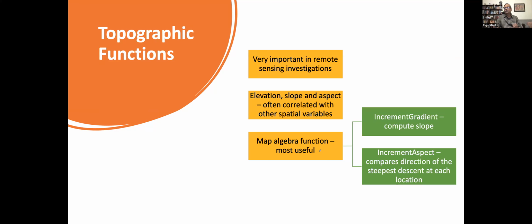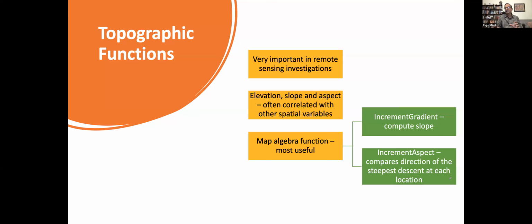Then you can also perform a map algebra function. You can, let's say, create an increment gradient, compute slope, for example. You may have elevation data of different points, and you can ask the computer to generate a slope map for that area. So how is the slope generated? Slope is the difference of elevation between two points. So obviously, you do not have the slope data directly, but you're asking the computer or GIS to compute that slope, because you have fed in the elevation data here, right?